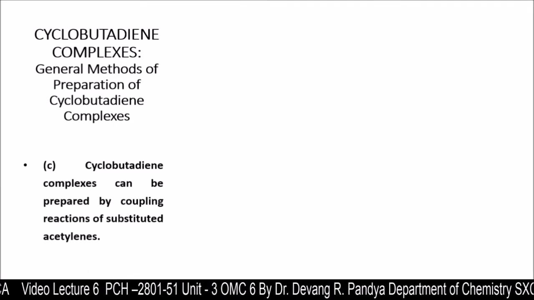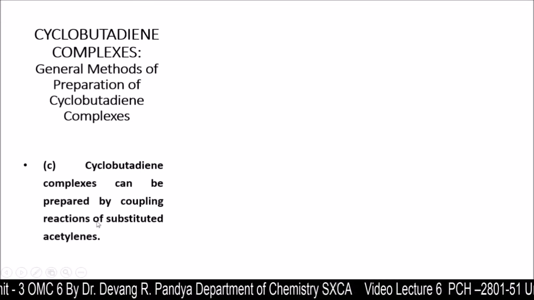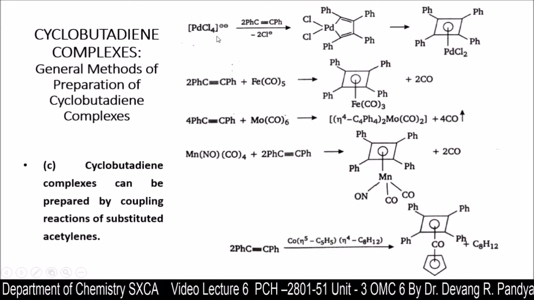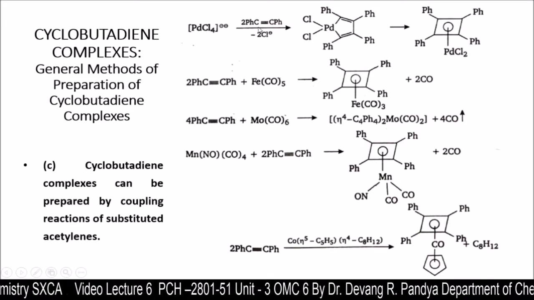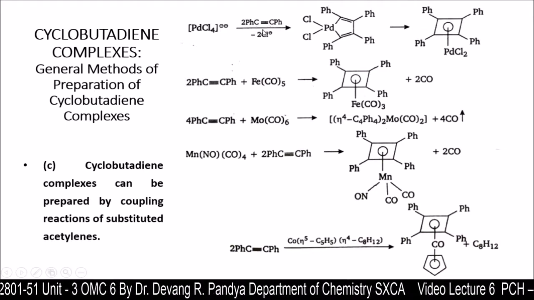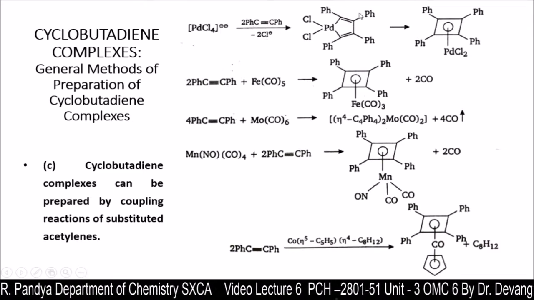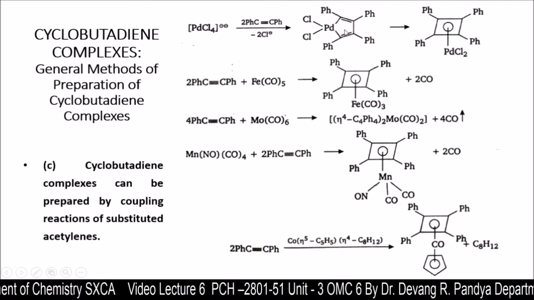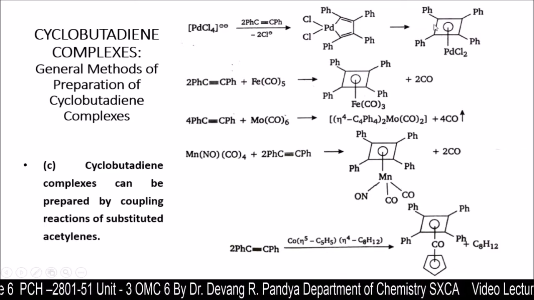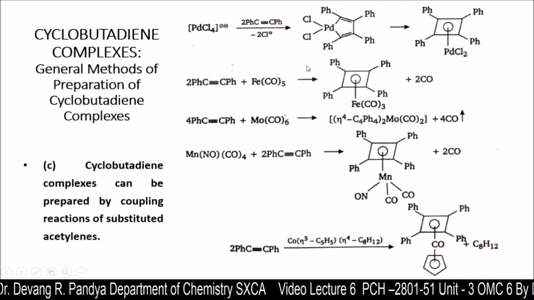The third preparation route is that cyclobutadiene complexes can be prepared by coupling reactions of substituted acetylenes. Here, tetrachloropalladium is treated with two moles of the diphenylacetylene alkyne compound, and 2 chlorines get substituted. We get this substituted cyclopentadienyl complex. On further treatment, the complex is converted into a substituted cyclobutadiene complex, with tetraphenyl groups surrounding it.